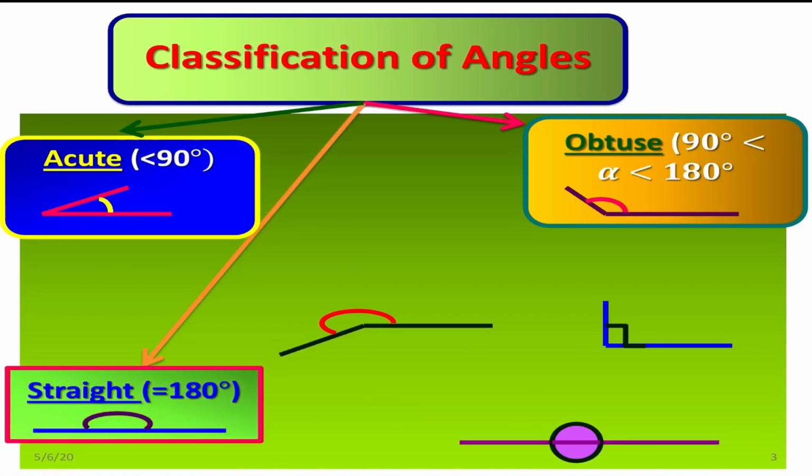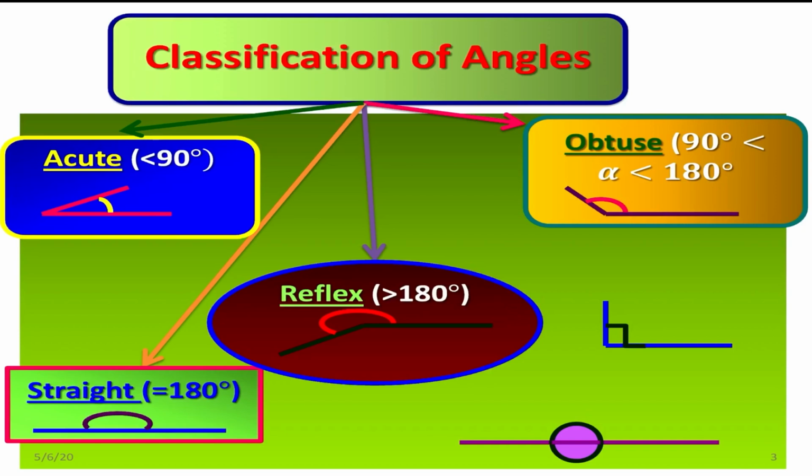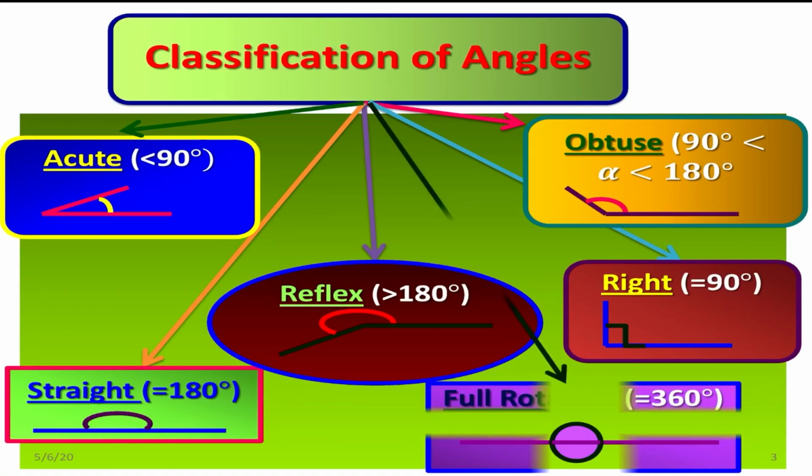Next one, a straight line, which is 180 degrees, is called the straight angle, so actually the name implies itself. Reflex angle is greater than 180 degrees. The next one is a right angle, which is exactly 90 degrees. And finally, the last one is a full rotation, which equals 360 degrees.